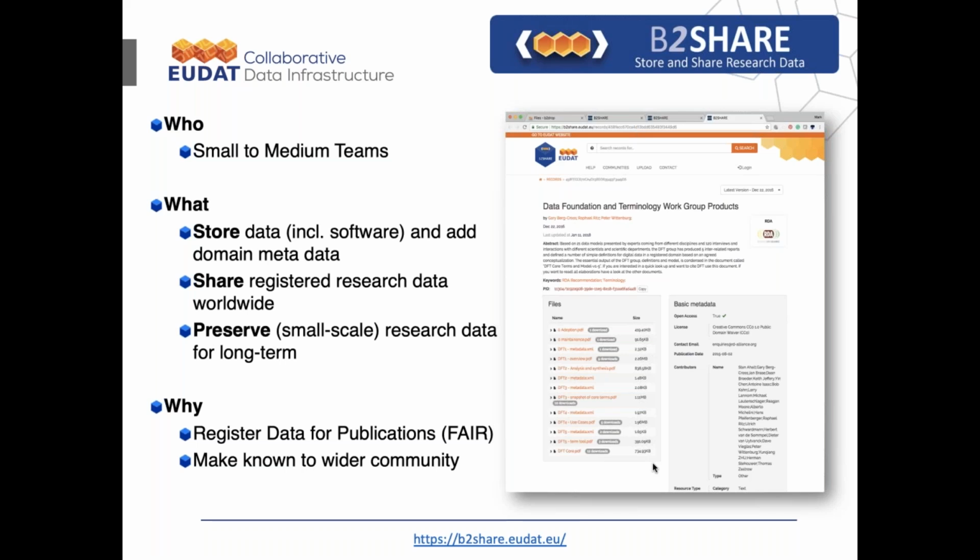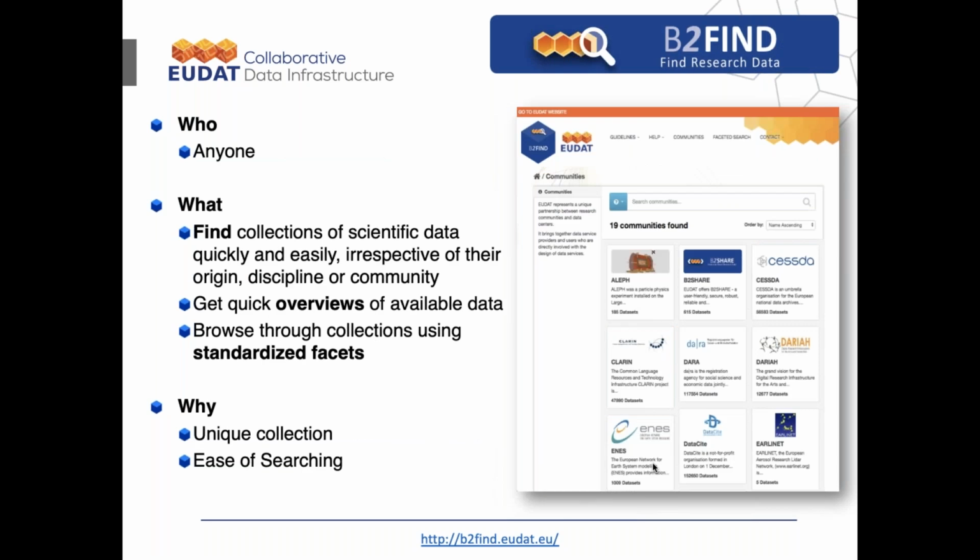B2Share is a service where you publish what we call final data, which will not be changed anymore. So whatever data you publish in B2Share cannot be deleted, but you can always add next versions of the data and have them linked. It's for publishing, sharing, and preserving data over the long term. The underlying technology is Invenio, and you can get access again with your B2Access credentials or with your other identities. I will also show this service later in the demo part.